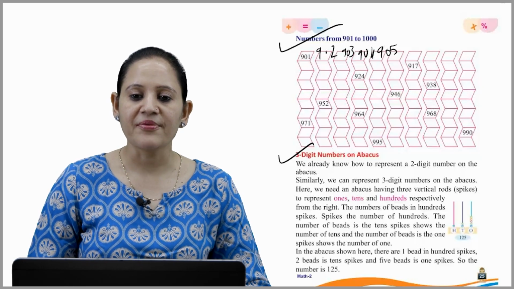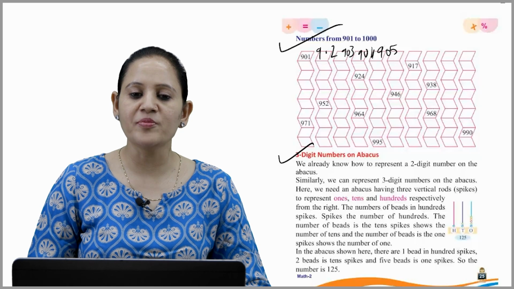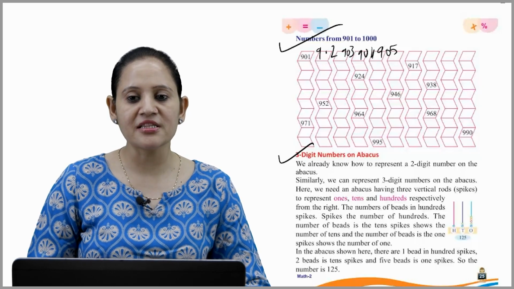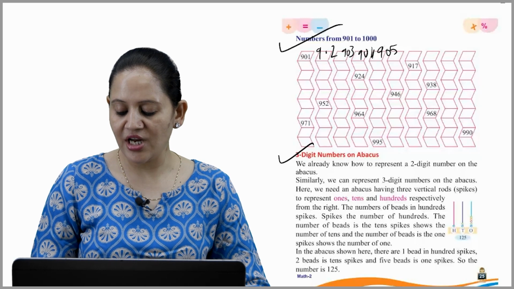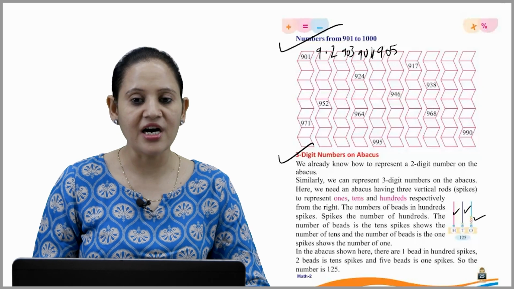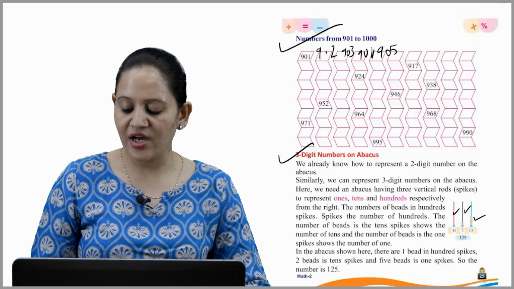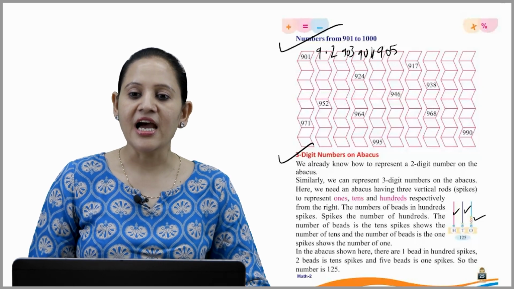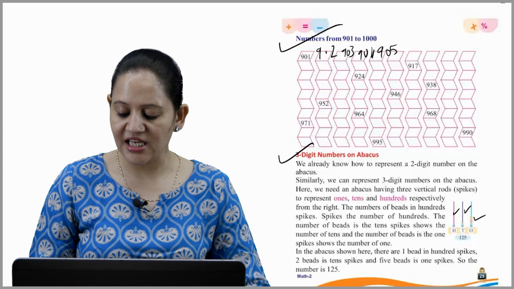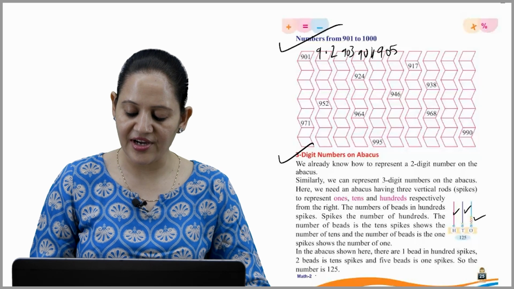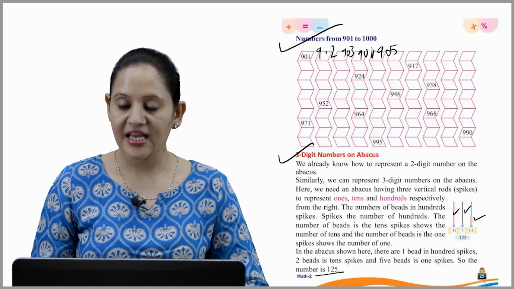In the abacus shown here, there is 1 bead on the 100 spike, 2 beads on the 10 spike and 5 beads on the 1 spike. So the number is 125. To represent a 3-digit number, the abacus should have 3 spikes: this is for ones, this for tens and this for 100. Here we can see 1 bead on the hundreds place, then 2 beads on the tens place and 5 beads at the ones place. So the number will be 125. Clear? Next is exercise 2.2.